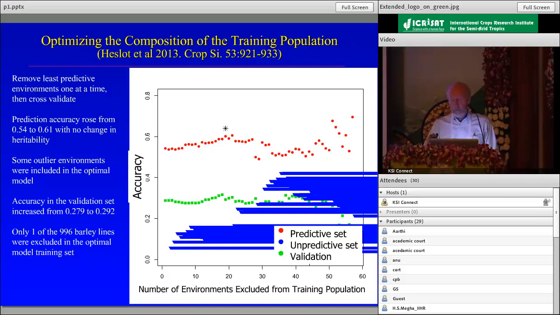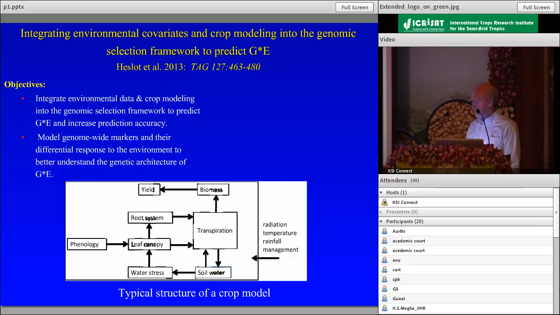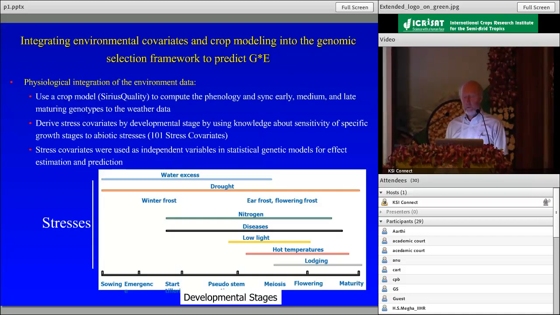A second project that Nicolas worked on was a project where he attempted to integrate environmental covariates in the prediction model to try to increase the prediction accuracy and to try to understand the underlying genetic architecture controlling the genotype by environment interaction. In this approach, he used a crop model, which you've heard about already today. So I won't need to get into what a crop model is. The crop model they used was a model called SiriusQuality. This was developed by a French group.